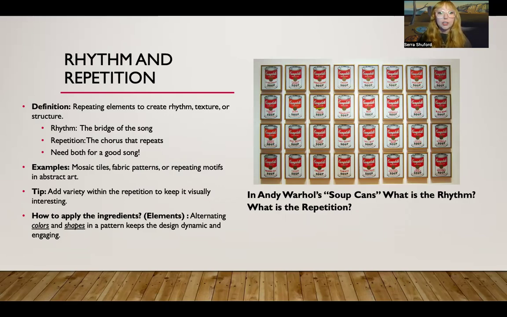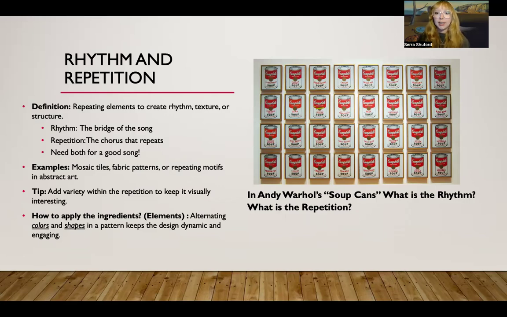So how do you apply the ingredients or the elements? Alternating colors and shapes in a pattern keep the design dynamic and engaging. Just like I said there, if you're knitting something, changing the color, changing the shape of it, or adding things into it is going to break up the rhythm of that same pattern over and over and over again.